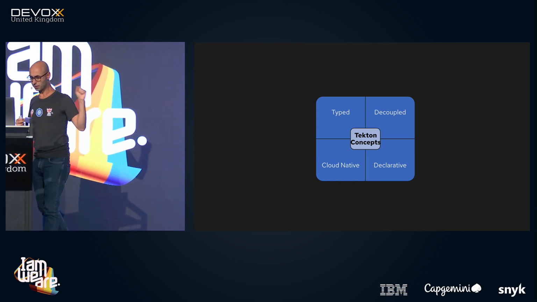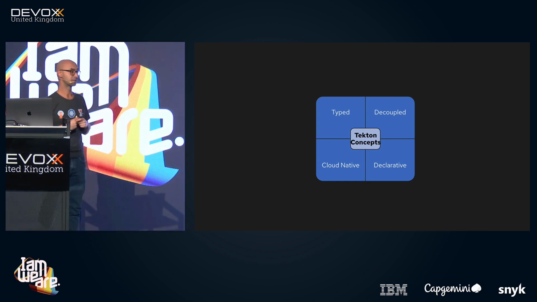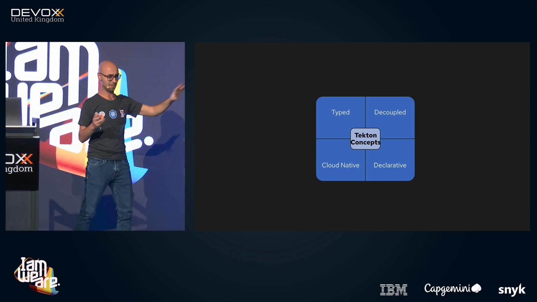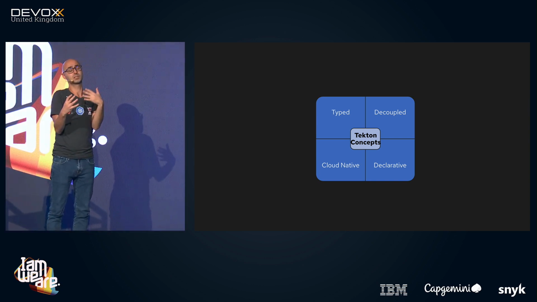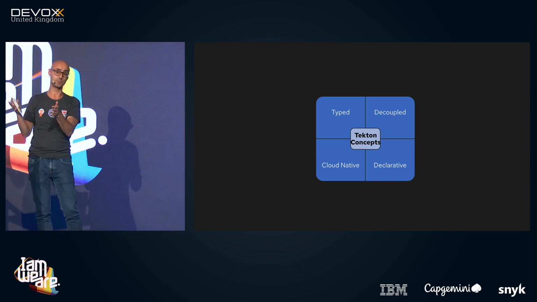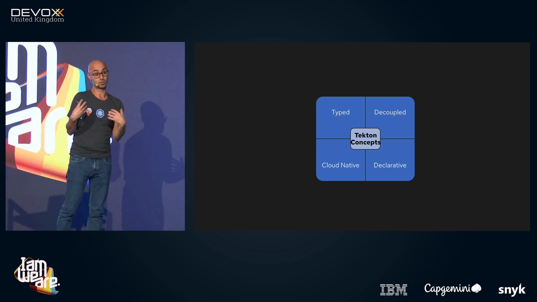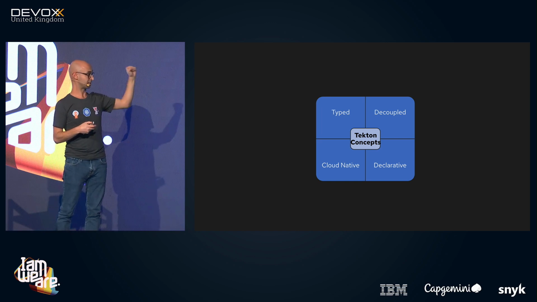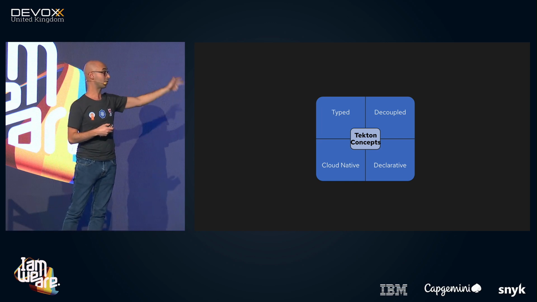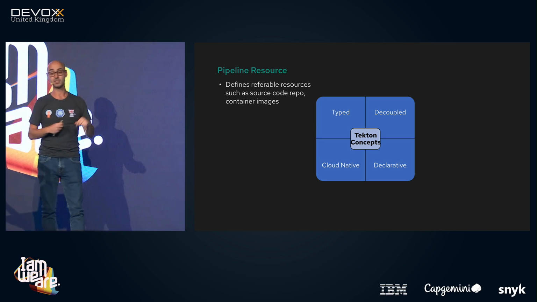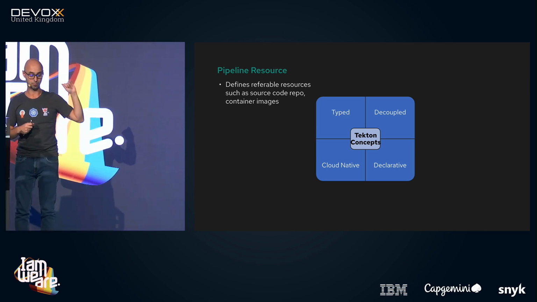And these are really important slides. These are the Tekton concepts. Okay, if you understand this slide, then everything works smoothly. If not, okay, we've got a demo, but you might have the perception that Tekton is really hard. The first thing is that Tekton is typed, it's decoupled, it's cloud native, and it's declarative. And these are the concepts that are really important in Tekton.